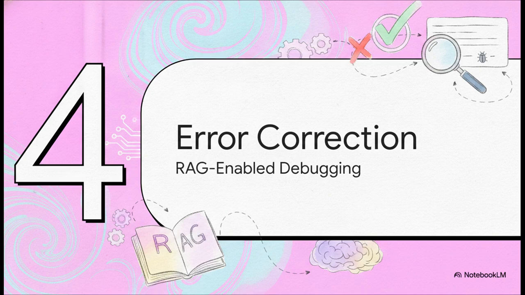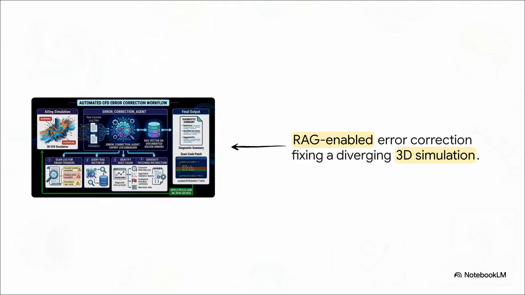Section 4, RAG-enabled error correction. Look, anyone who has run CFD knows the unique, absolute agony of checking on a simulation after 10 hours only to find out it crashed at hour 2, right? Well, when a 3D simulation diverges or hits unphysical limits, this agent acts as a real-time debugging engineer. It intercepts the crash immediately, diagnosing the issue before it wastes days of valuable supercomputer time.